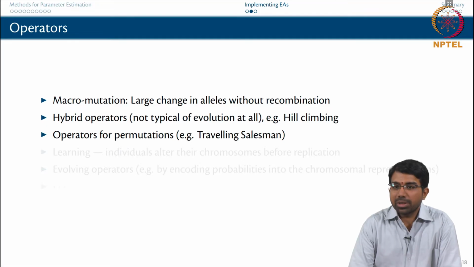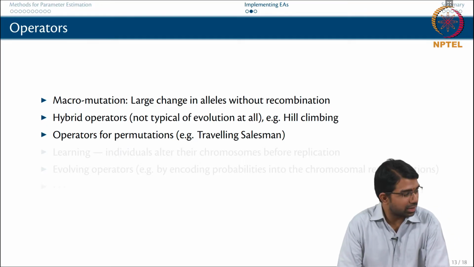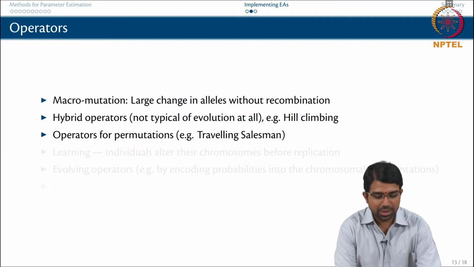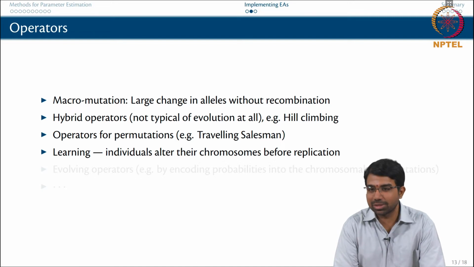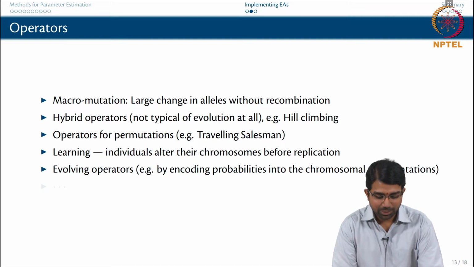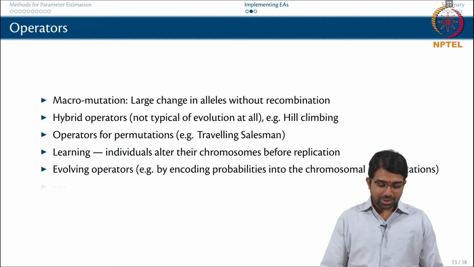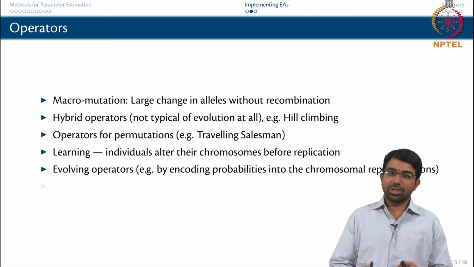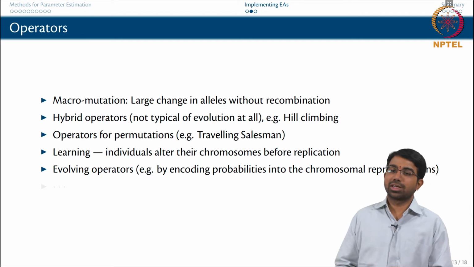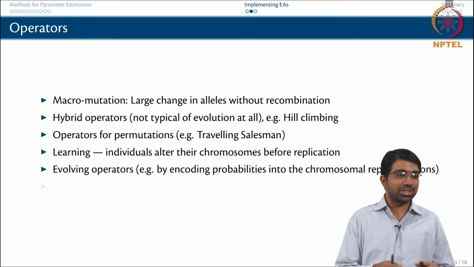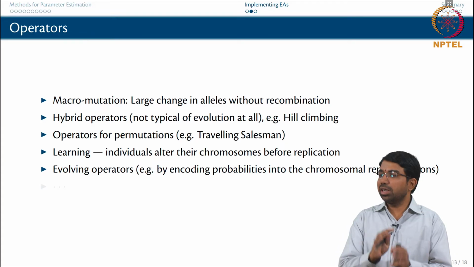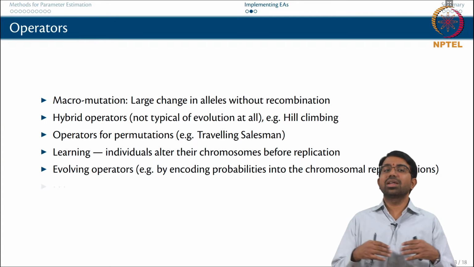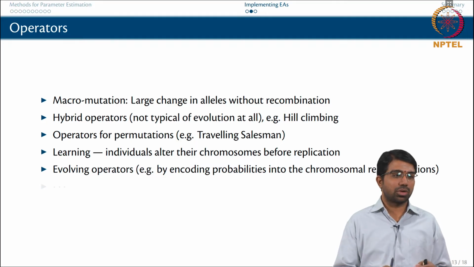You can have operations for permutations, very useful in case of traveling salesperson problems and problems such as those. Learning operators, where individuals alter their chromosomes before replication based on some parameters and so on. And evolving operators, by encoding something like mutation probability into the chromosomal representation itself, right. So this is where we talked about self-adapting chromosomes and so on. So essentially you need operators, and there is a big library of possible operators to choose from.